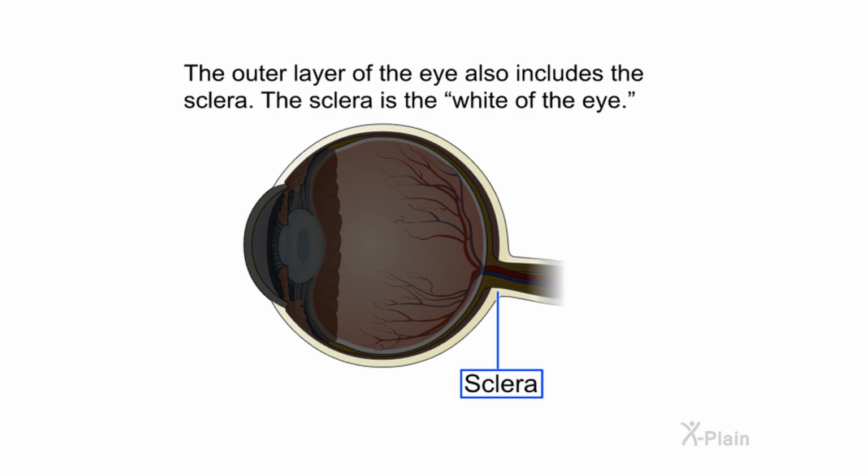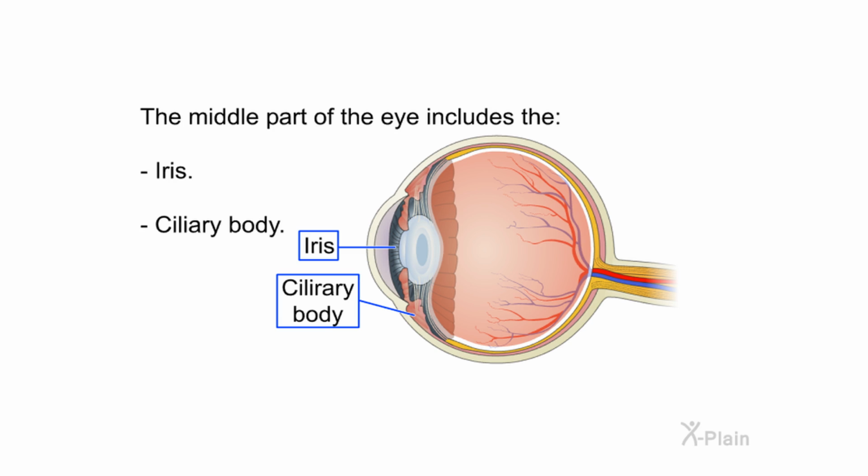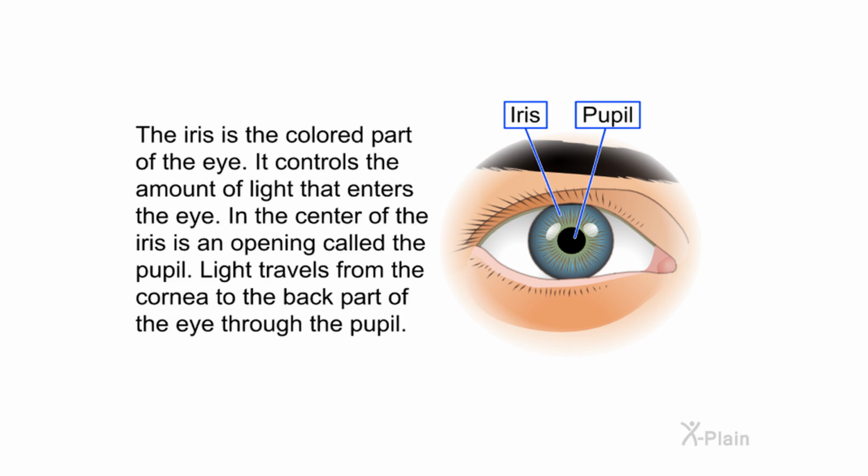The outer layer of the eye also includes the sclera. The sclera is the white of the eye. The middle part of the eye includes the iris and ciliary body. The iris is the colored part of the eye. It controls the amount of light that enters the eye. In the center of the iris is an opening called the pupil. Light travels from the cornea to the back part of the eye through the pupil.